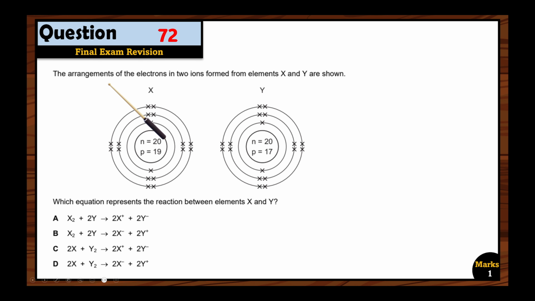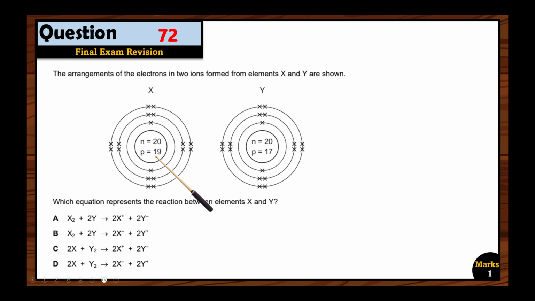Question number 72. The arrangement of the electrons in 2 ions formed from elements X and Y are shown here. Okay, so the electron arrangements are shown over here. Let's see which equation represents the reaction between element X and Y. Let's see one by one. We don't know how many electrons it gains or loses, right? So for that, we have to look at the proton number.